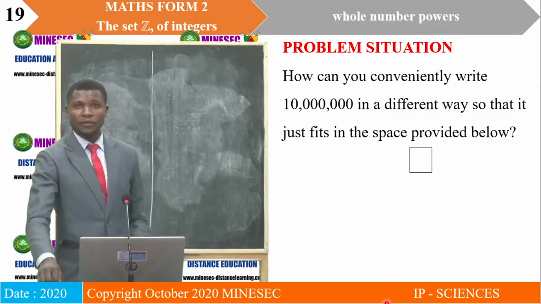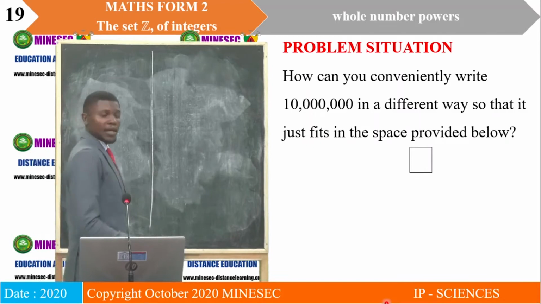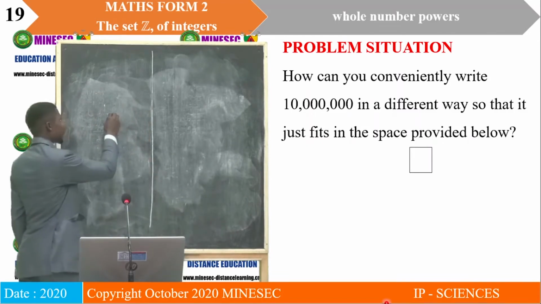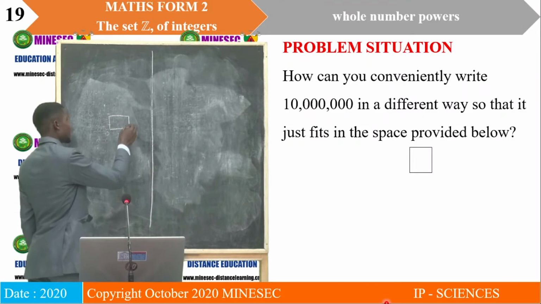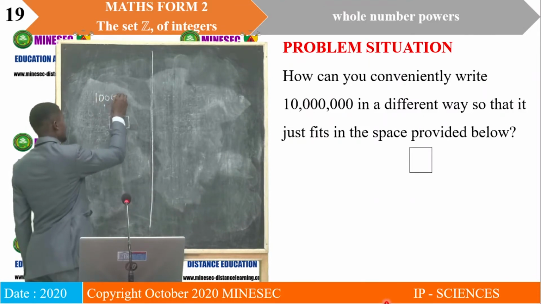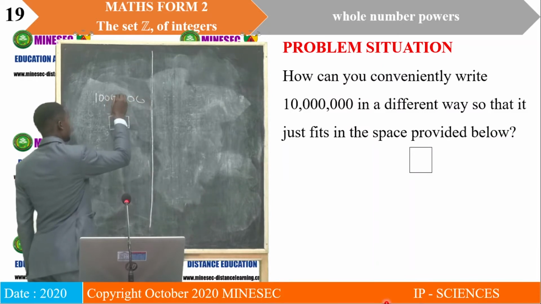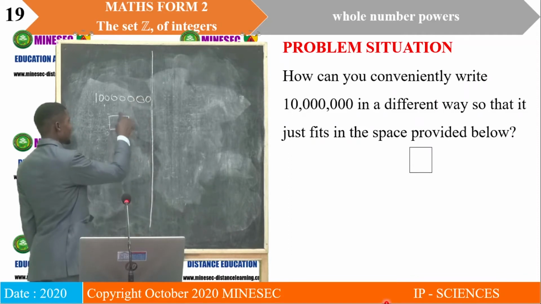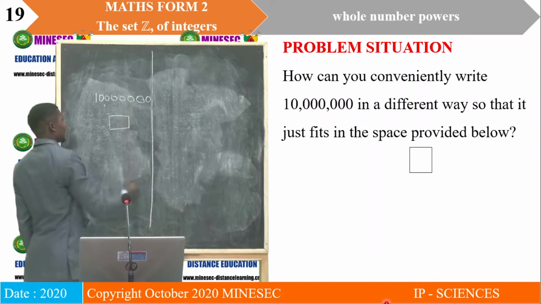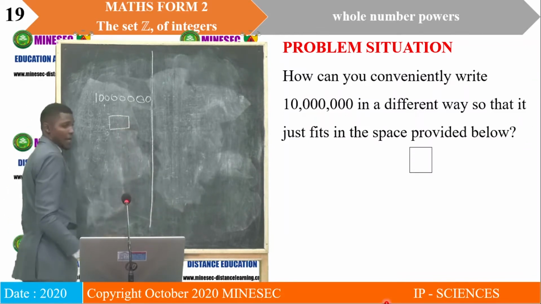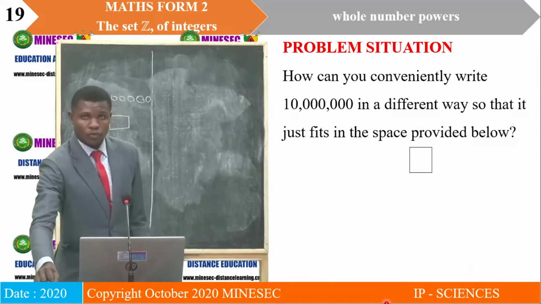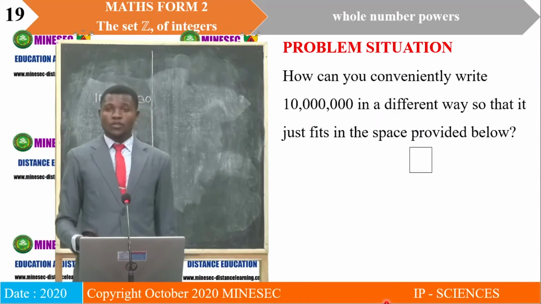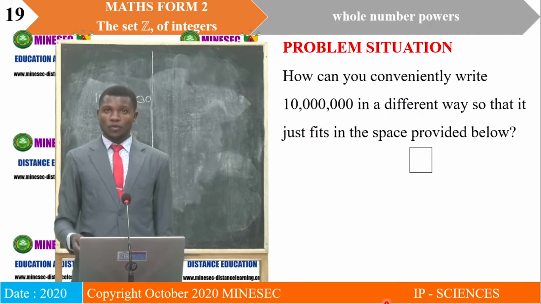How can you conveniently write the number 10 million in a different way such that it can enter this small box that we have? 10 million has 7 zeros: 1, 2, 3, 4, 5, 6, 7 zeros. How can you conveniently write this 10 million with 7 zeros in this small box? Look at the size of the box and ask yourself, how can you conveniently write this number in this small box? At the end of our lesson, we'll be able to discover what we can do in order to write 10 million in that small box.